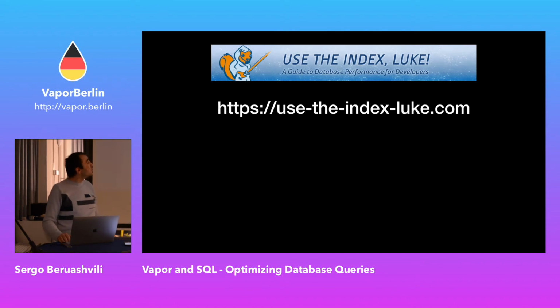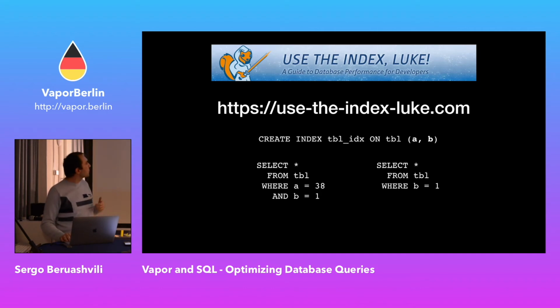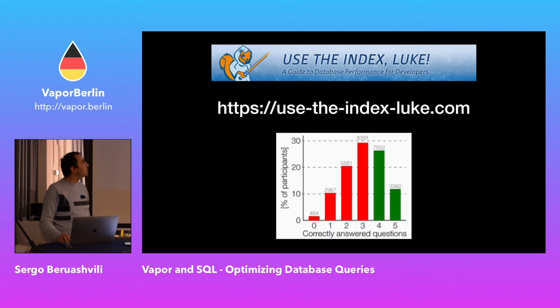There is actually a quite interesting website, useindexlook.com, and it contains some blog posts about SQL performance and some optimizations. They had a very simple questionnaire, a total of 5 questions, where the question was: if you have this index and this query and this query, is this index enough to cover both of the queries without going through all the database? And I'm encouraging you to try out this website and do it yourself.